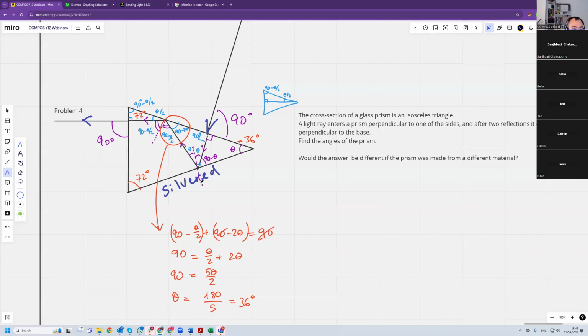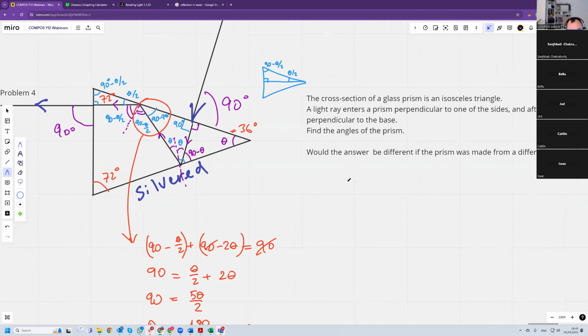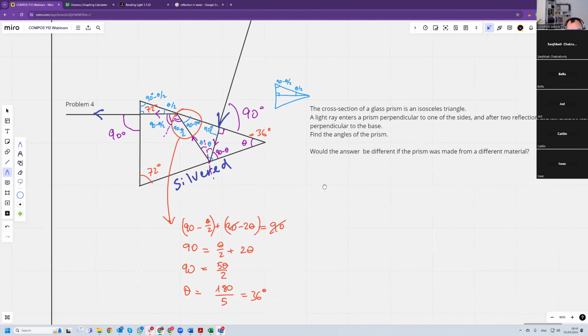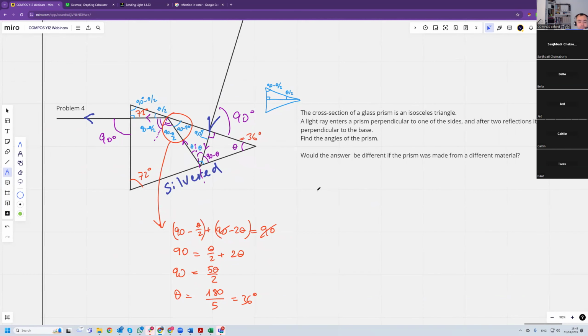Now, would the answer be different if the prism was made from a different material? Any ideas? As a matter of fact, it wouldn't, because it turns out that the refractive index doesn't play a role here. However, could you think of a situation where this would not be the case? Is there any refractive index that would not allow this to happen?